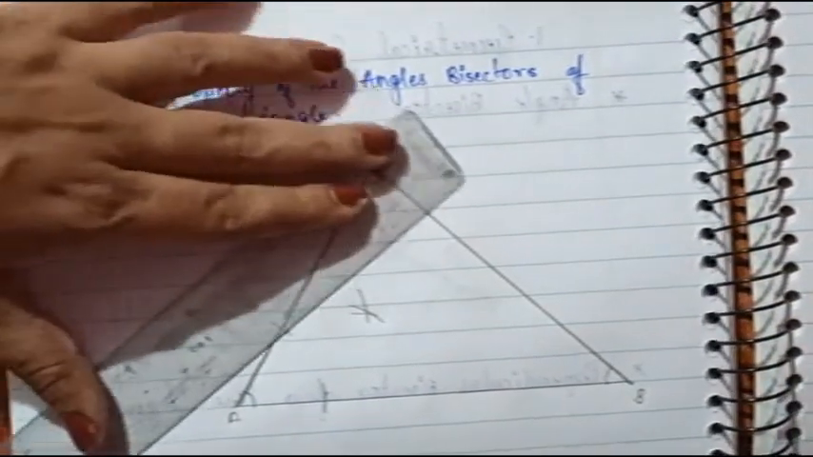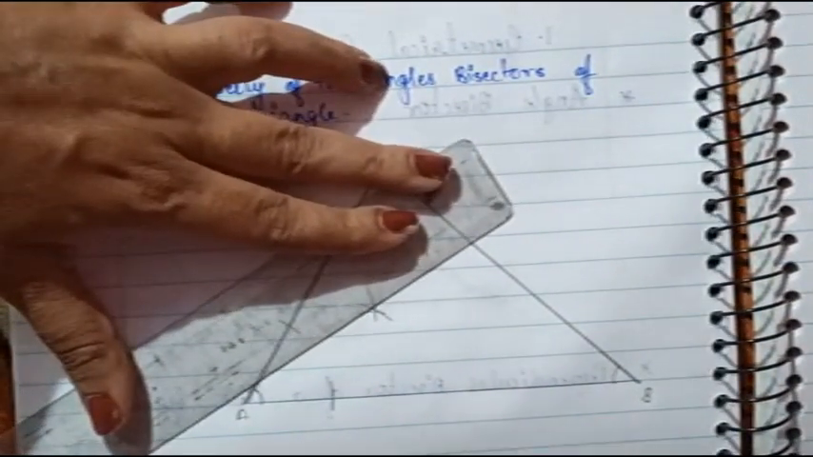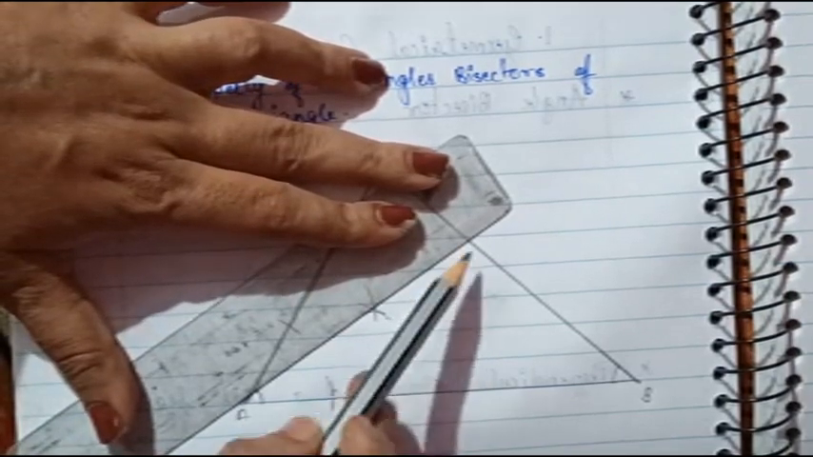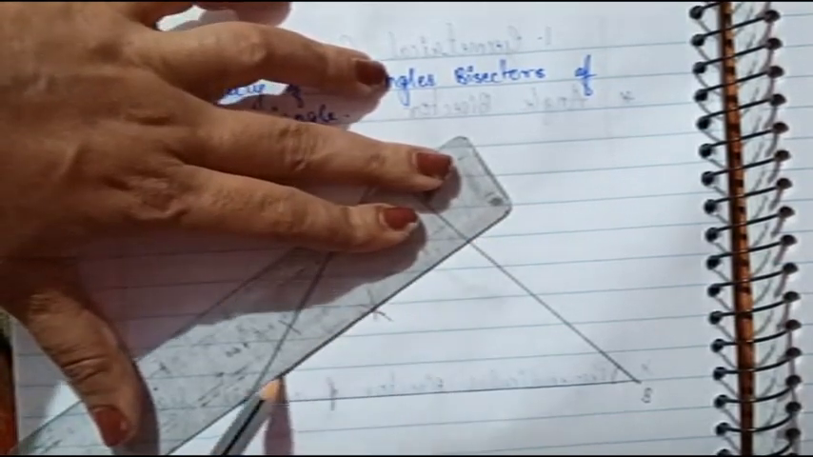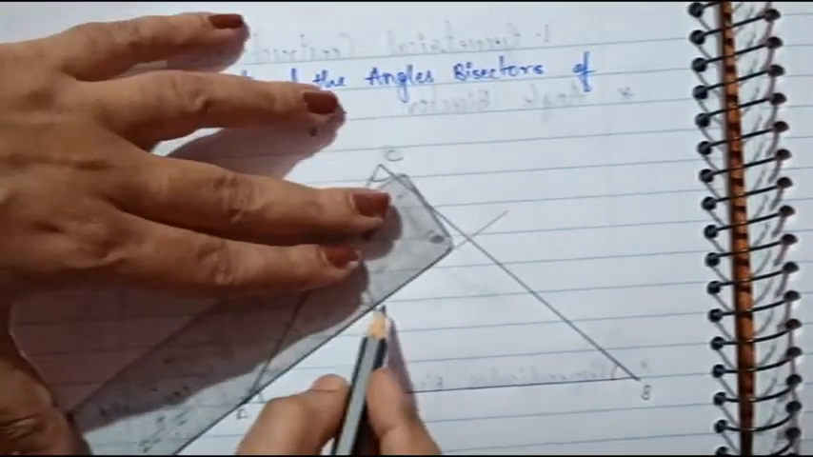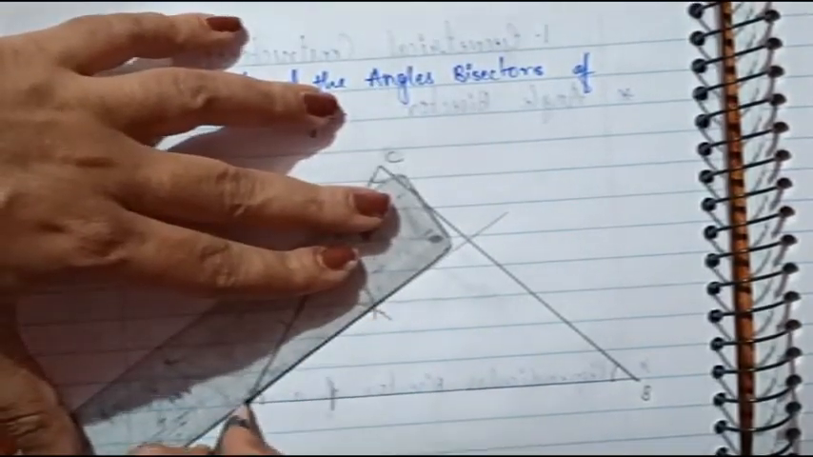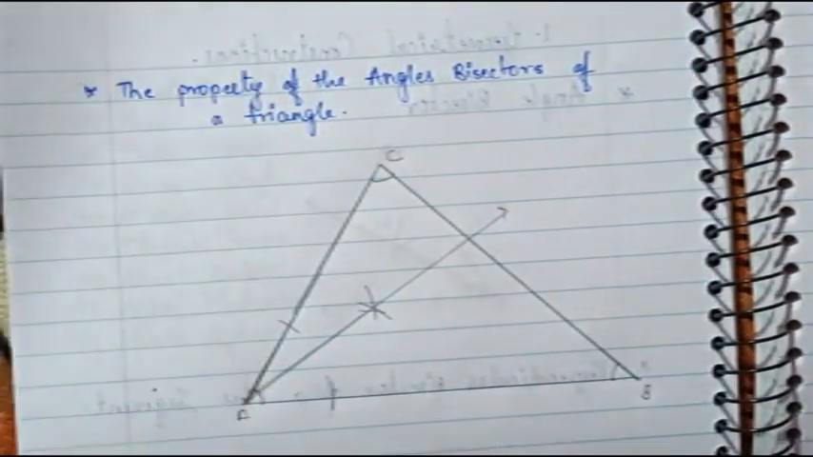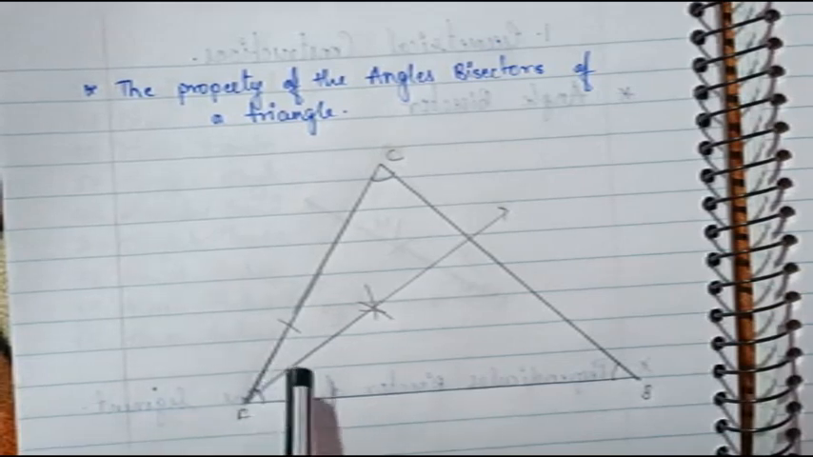So this is your point and this is your angle point. You have to see it carefully, and then you will draw a line. Okay, and I'll just put an arrow that this is the one angle you have bisected. So you have bisected angle A in 2 parts.